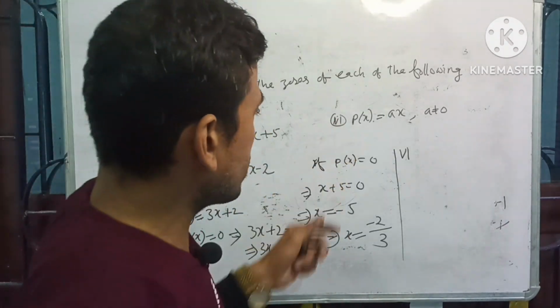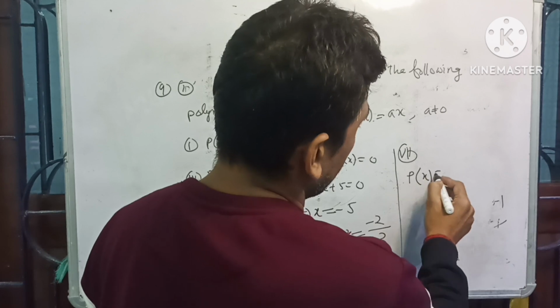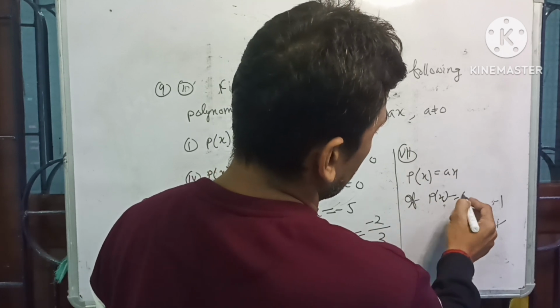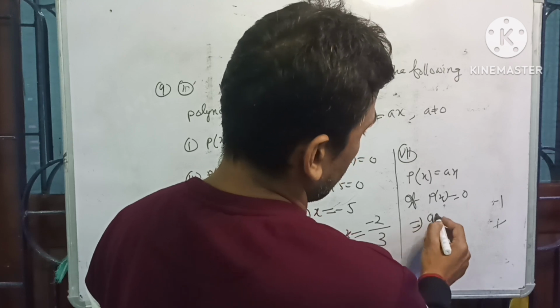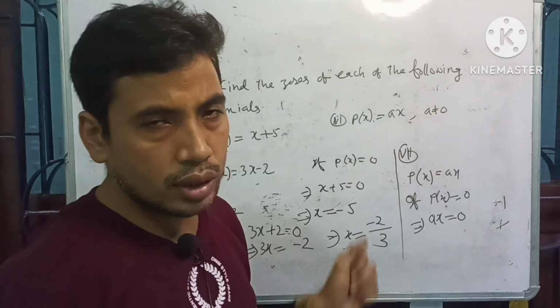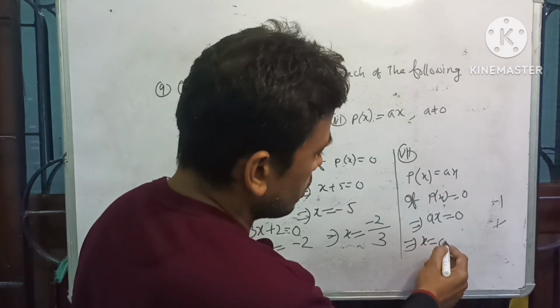Now see example 7. What is given here? P(x) is equal to ax. Right? If P(x) is equal to 0, we get, P(x) means what? ax. ax is equal to 0. But what is given? a not equal to 0. So we get x is equal to 0.